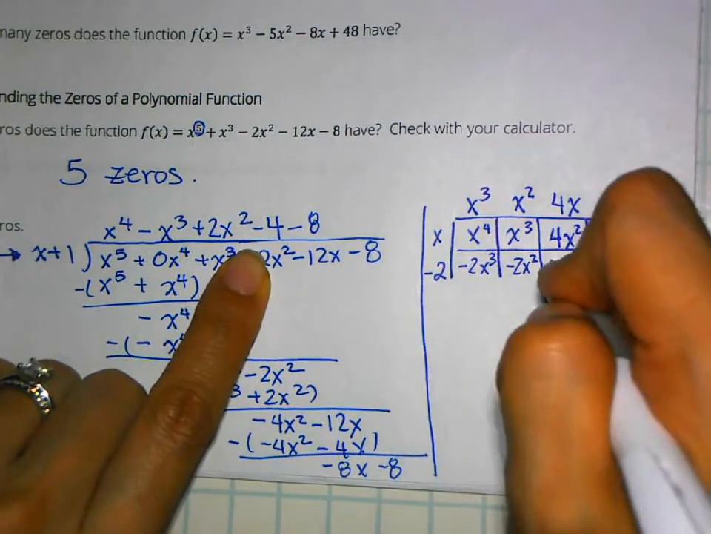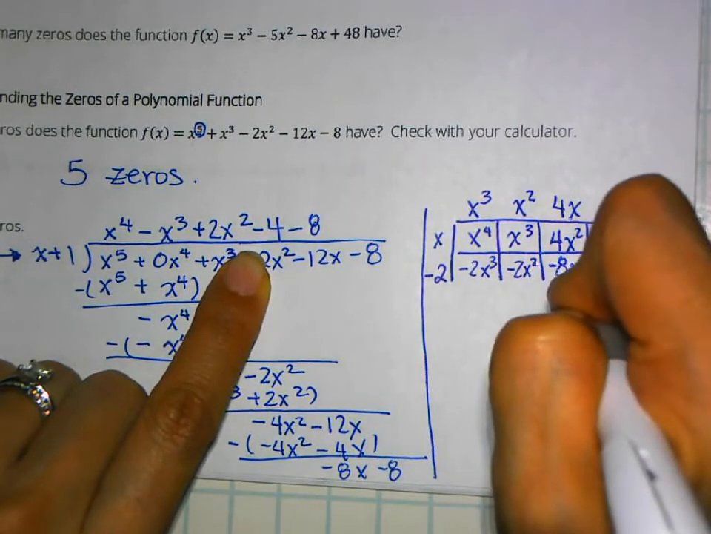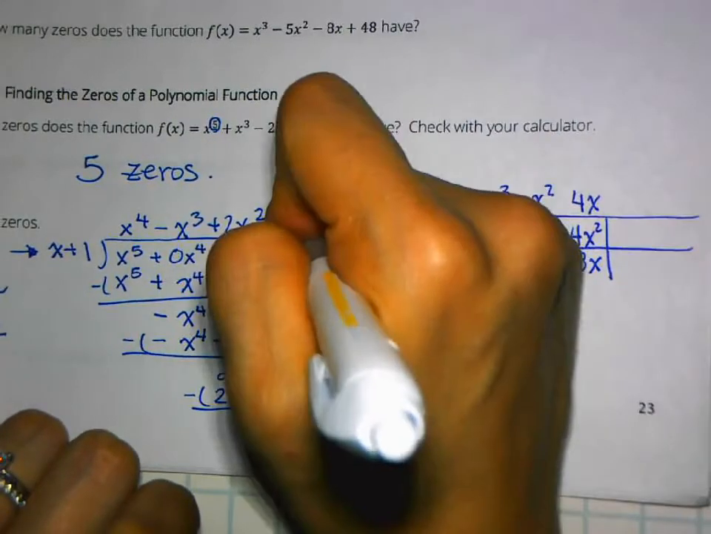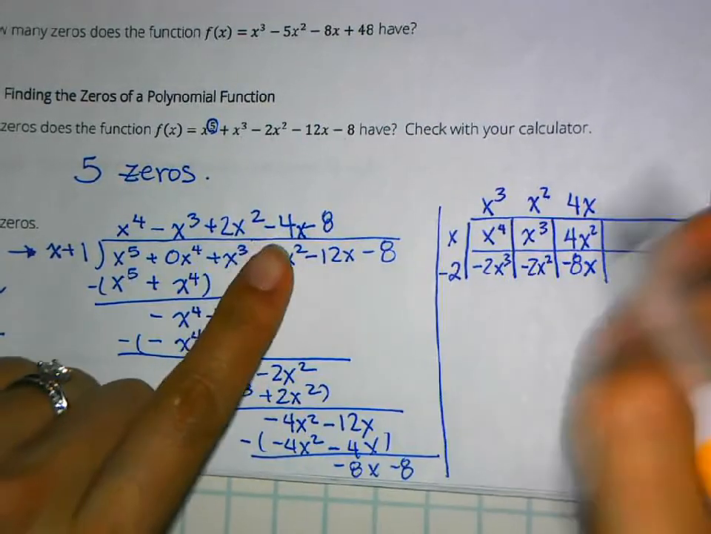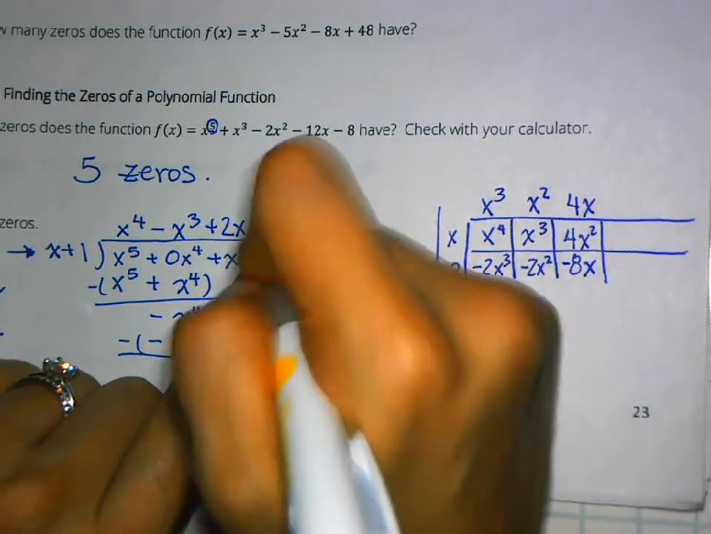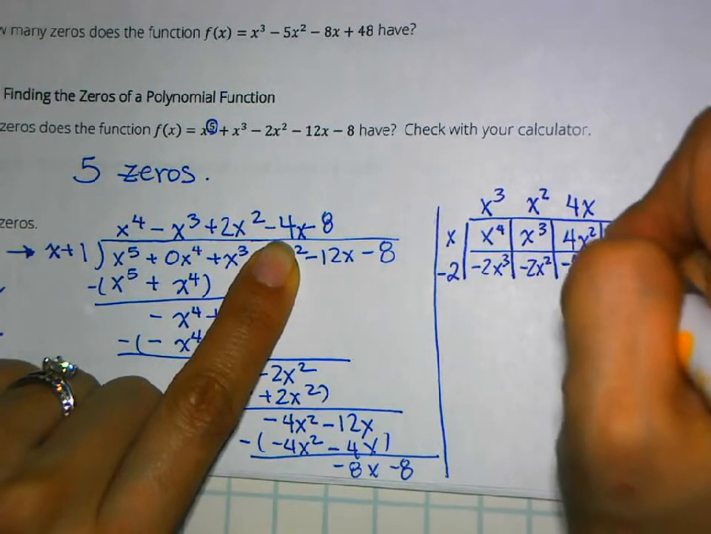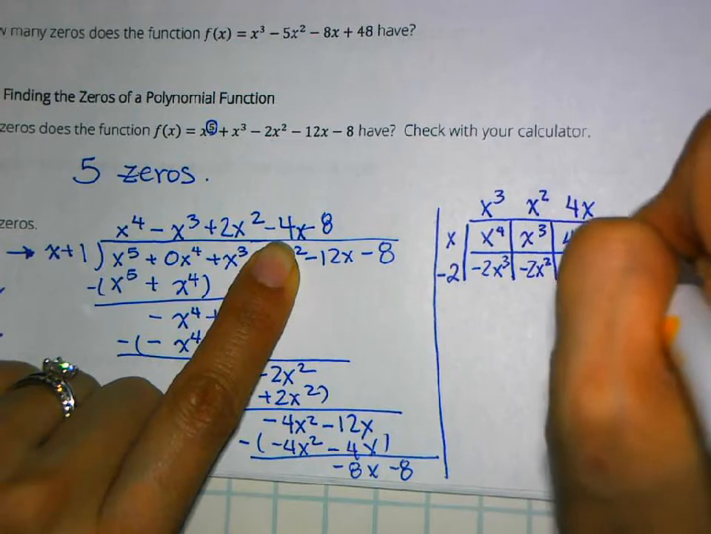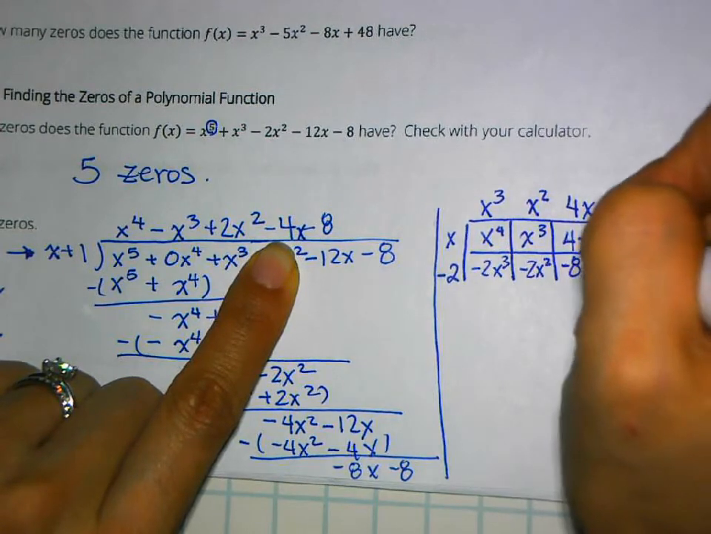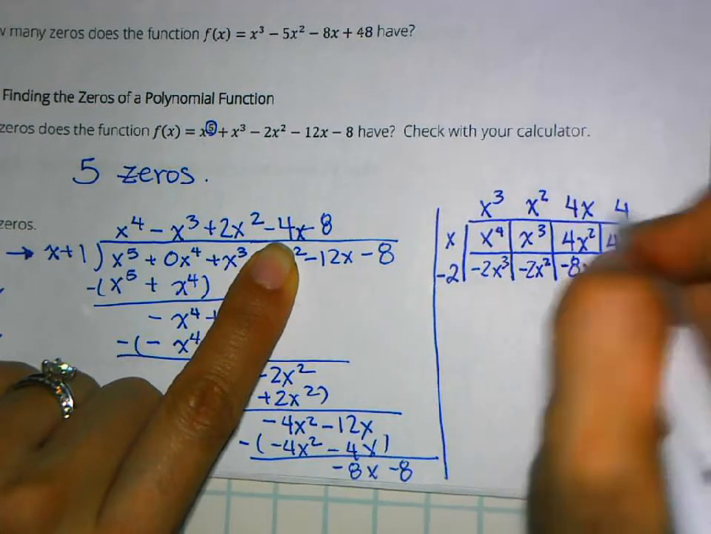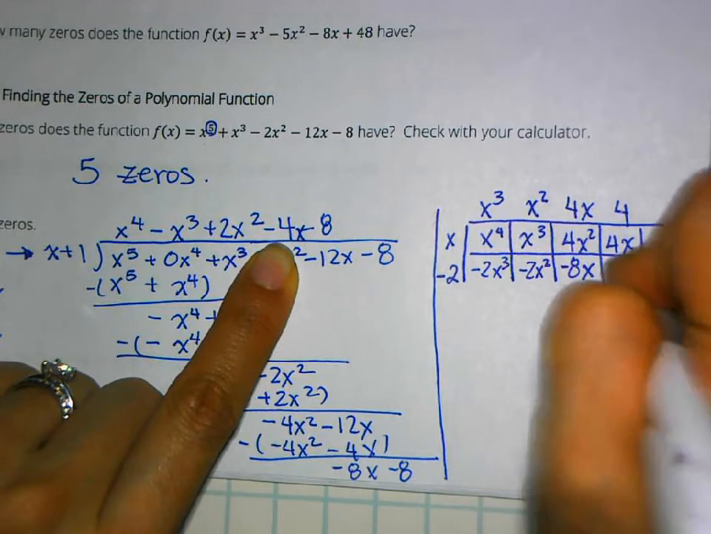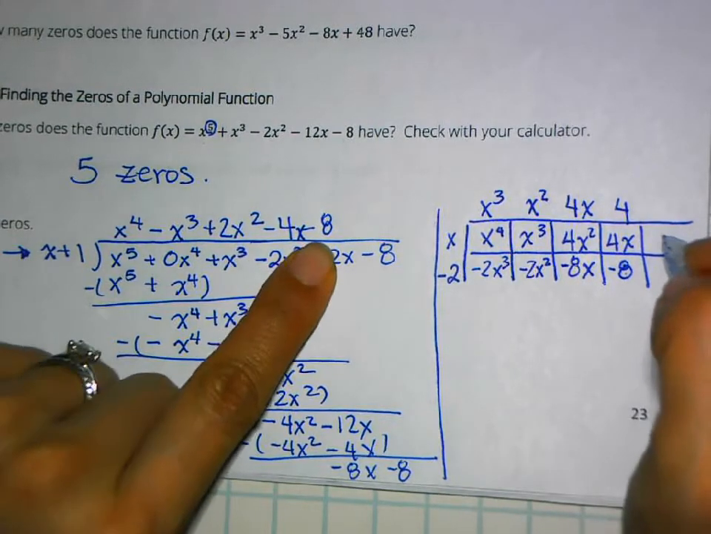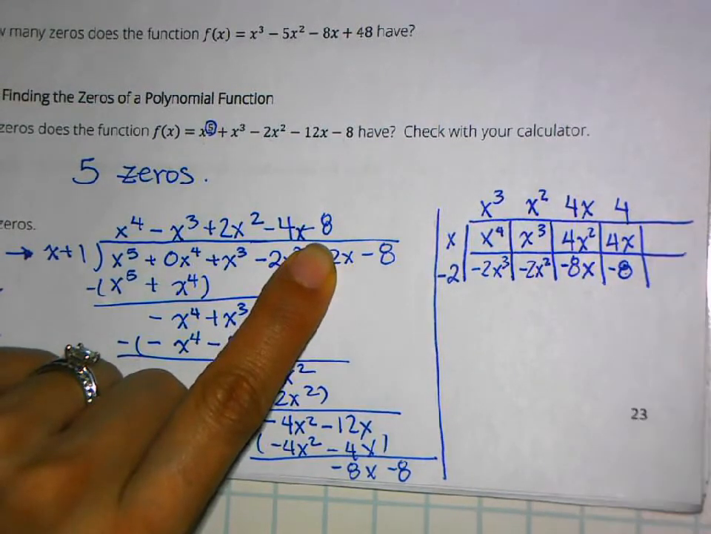4x times negative 2 is negative 8x. Negative 8x, oops, this is supposed to have an x on there. Negative 8x plus something equals negative 4x. So that's going to be a positive 4x. That's going to give me another positive 4. And that's going to give me negative 8. And negative 8 plus something is equal to negative 8. That gives me a remainder of 0.